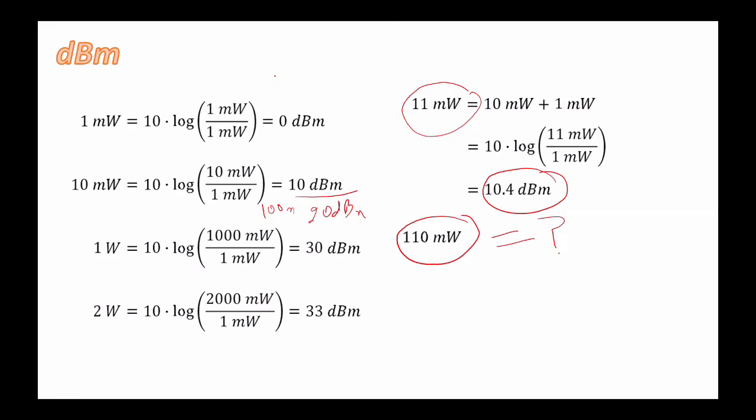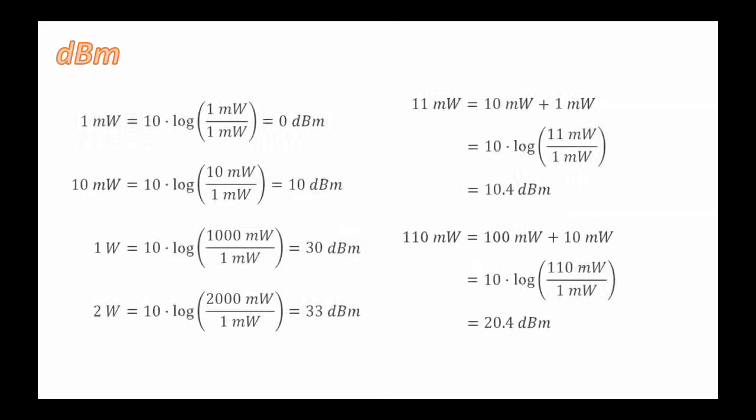Again, 1 milliwatt is 0 dBm and 10 milliwatts is 10 dBm. So when we increase the power by 10 times, dBm is increased by an additional 10, right? So here, what will be the power for 110 milliwatts in dBm? Thank you. Yes, the right answer is 20.4 dBm. Okay, guys, thanks for the right answer.